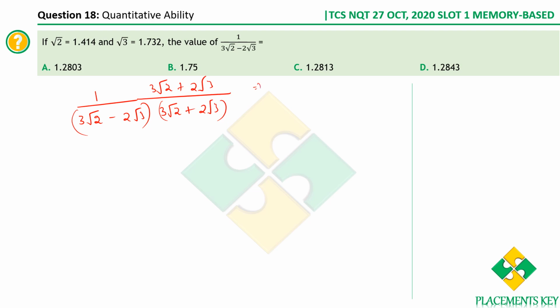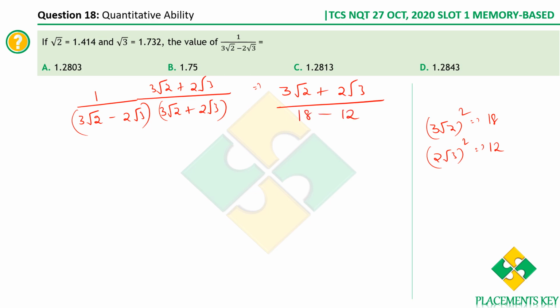So what do we get effectively? In the numerator we have the same thing, 3 root 2 plus 2 root 3. In the denominator we have a minus b into a plus b, so a square minus b square. A square is 3 root 2 whole square, which is 9 into 2, that is 18. And b square is 2 root 3 whole square, so 2 2s are 4, 4 3s are 12. So we get a square, that is 18, minus b square, that is 12. So the value we get is 3 root 2 plus 2 root 3 divided by 18 minus 12, which is 6.